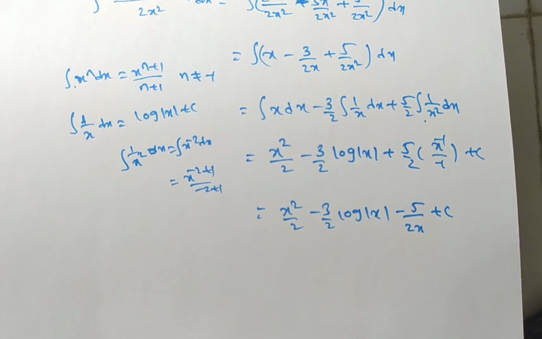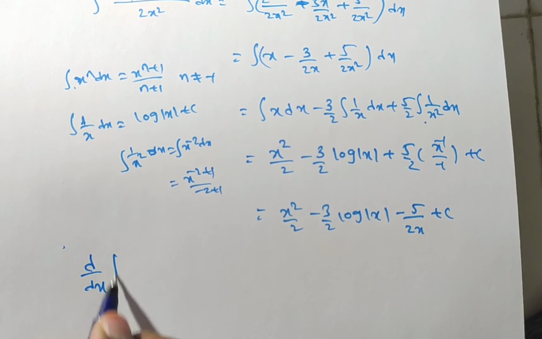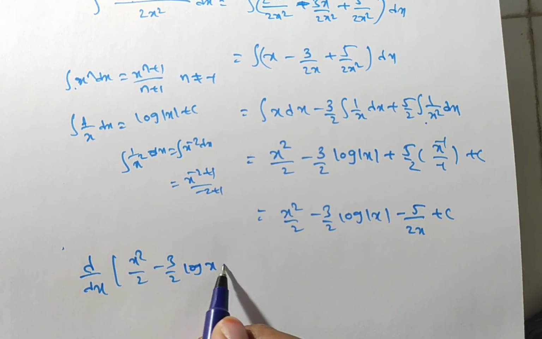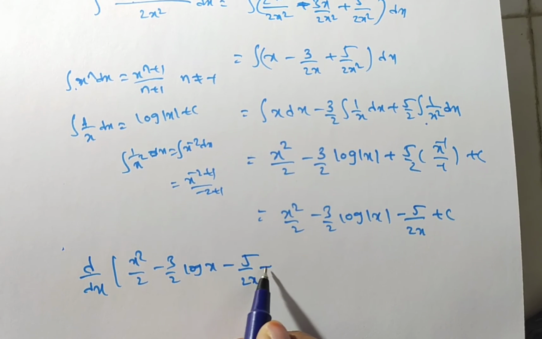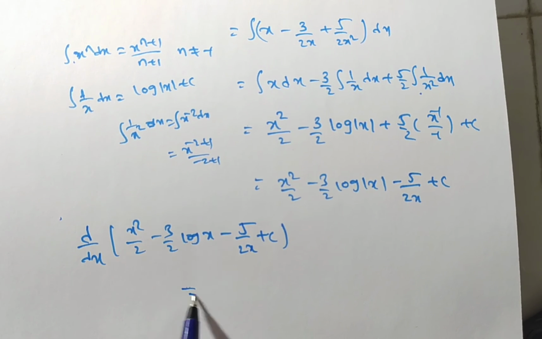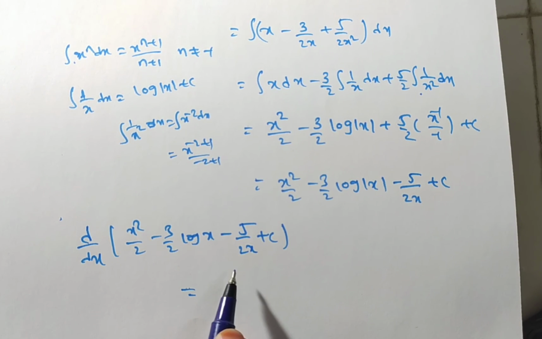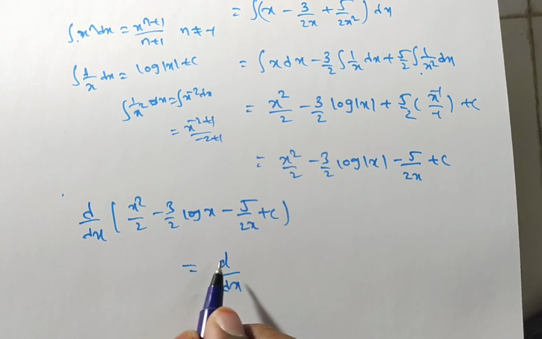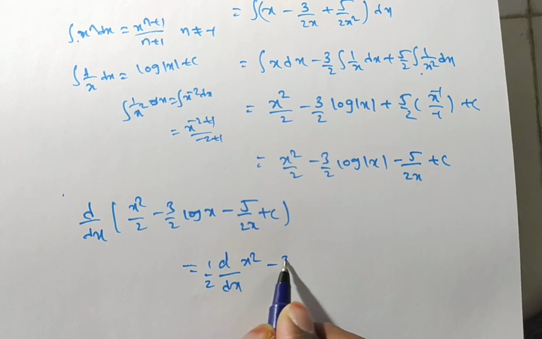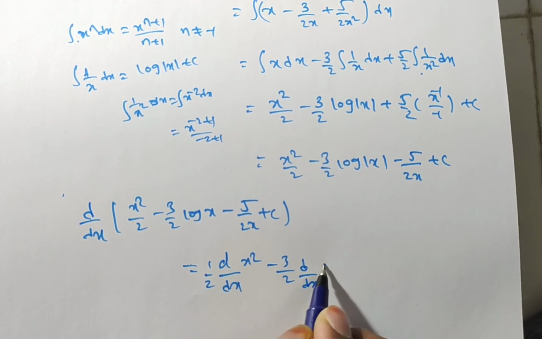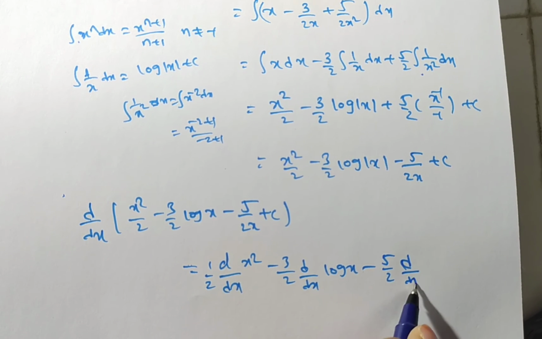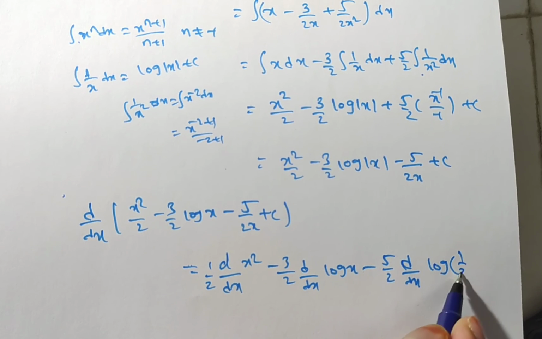You see, d by dx of x square by 2 minus 3 by 2 log x minus 5 by 2x plus c. Now you observe here, you can apply the linearity property. I am applying it. Then in this case, d by dx of this is 1 by 2 times d by dx of x square, next minus 3 by 2 times d by dx of log x, minus 5 by 2 times d by dx of 1 by x, plus d by dx of constant c.